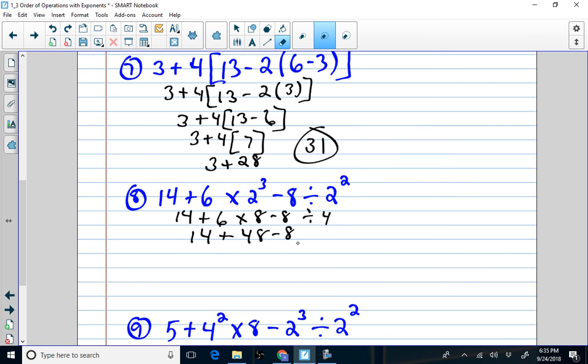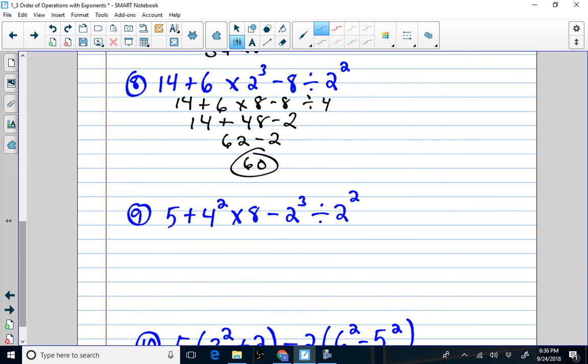Minus 8 divided by 4. 8 divided by 4 is going to be 2. Now addition and subtraction we do from left to right. 14 and 48, that is going to be 62 minus 2. That looks like that should be 60.